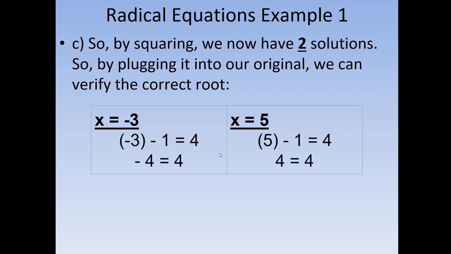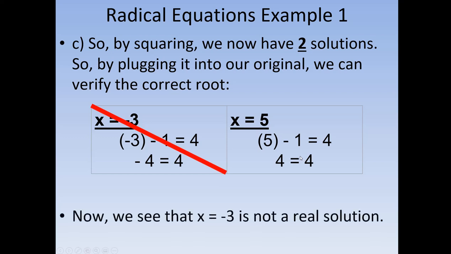So like I said, a lot of times when we end up squaring, we'll end up with a second solution. It doesn't always happen, but usually, we just want to make sure. So we take our two solutions, x equals negative 3 and x equals 5, and we find that x equals 5 is actually my only true solution. So x equals -3 is not a real solution.